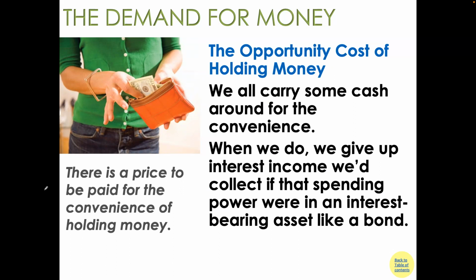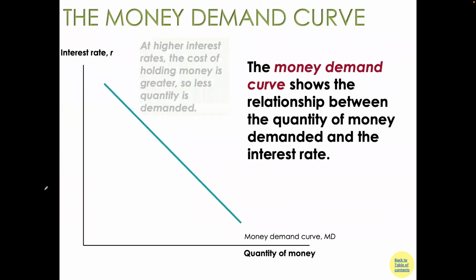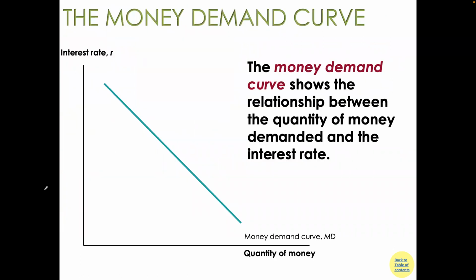So why do you need money, right? So basically there's a cost. Let me just go straight to the demand curve, right? The interest rate is on the vertical axis, the horizontal axis is the quantity of money demanded. So usually the higher the interest rate, the lower the quantity of money you demand. The lower the interest rate, the higher the quantity you demand. Why is that? Just think about the opportunity cost.